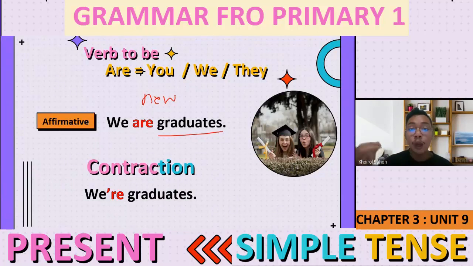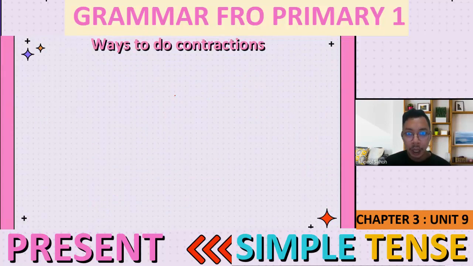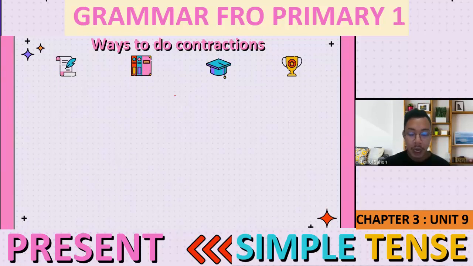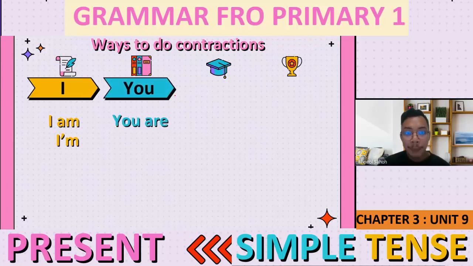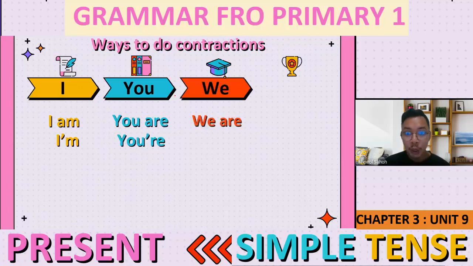Okay, this is the way we contract the sentence. We are becomes we're. Next, the way to do contraction. วิธีการย่อนะครับ ดูตรงนี้ teacher สรุปวิธีการย่อ. I am becomes I'm. You are becomes you're. We are becomes we're.